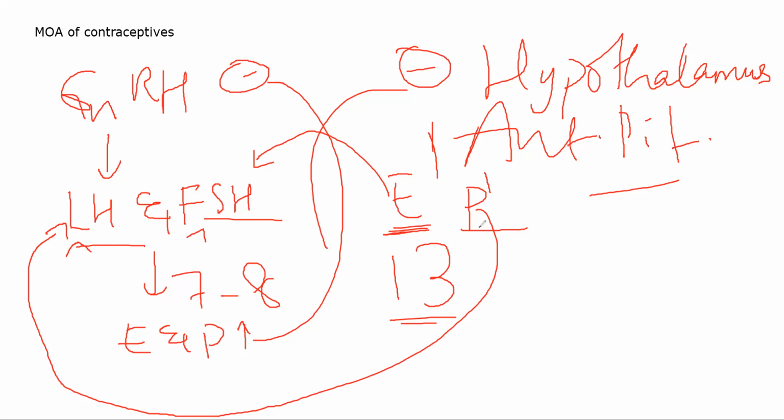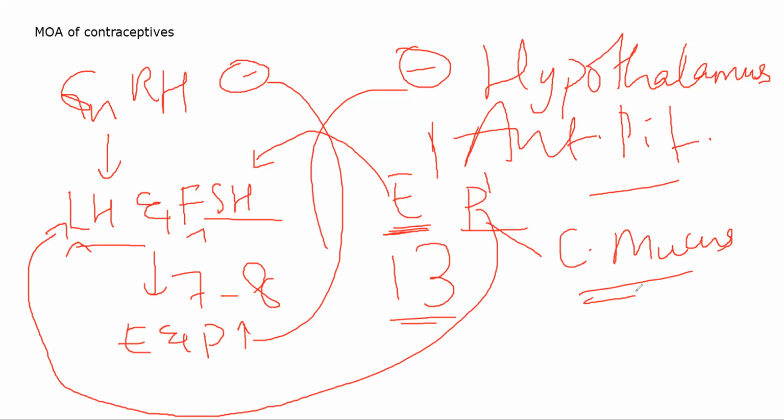It will stop the estrogen-induced mid-cycle increase of LH. Now, progesterone does another thing. It thickens cervical mucus. If cervical mucus becomes very thick, it will be unfavorable for sperm penetration. Sperm will not be able to penetrate properly into your uterus.